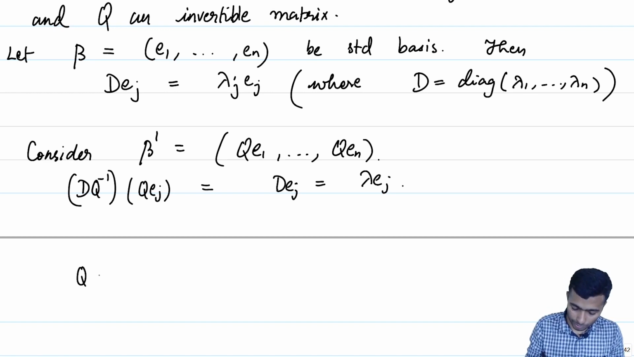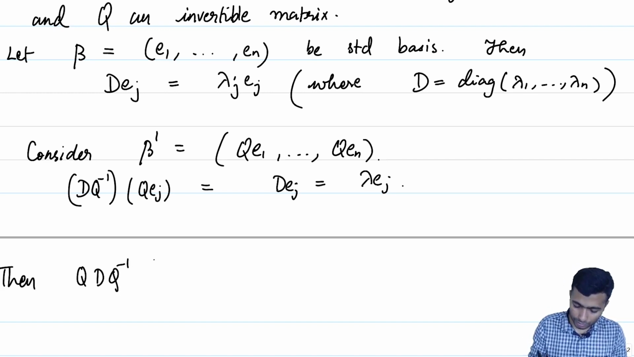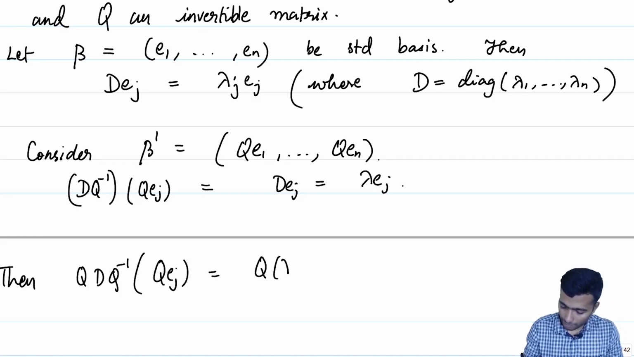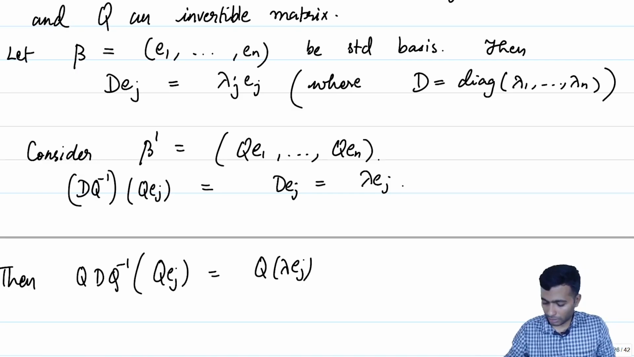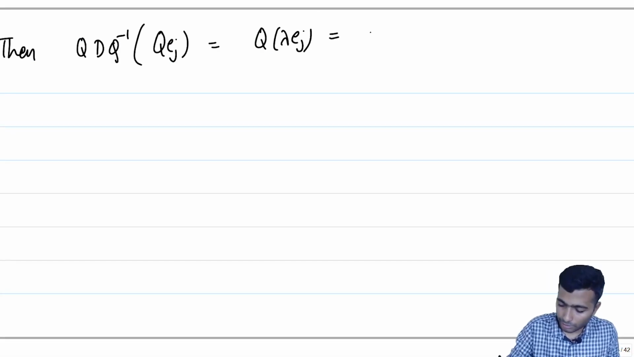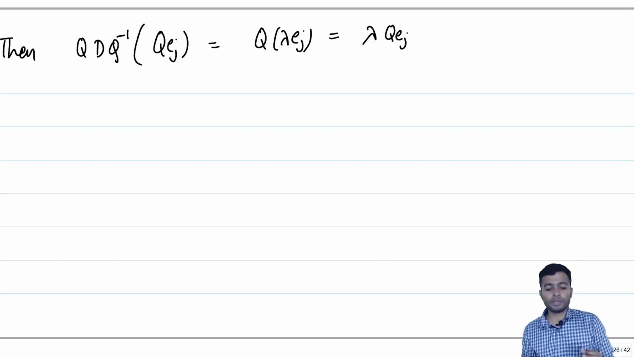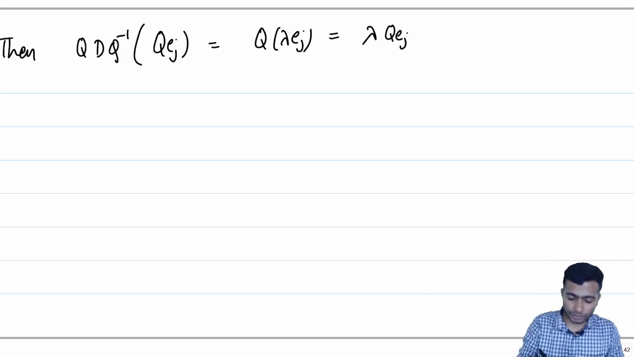So, what is going to be Q then? Q of DQ inverse of QEj is going to be Q of lambda j Ej, but this is a linear map, so this is going to be lambda j times QEj. That means QEj is an eigenvector for QDQ inverse.